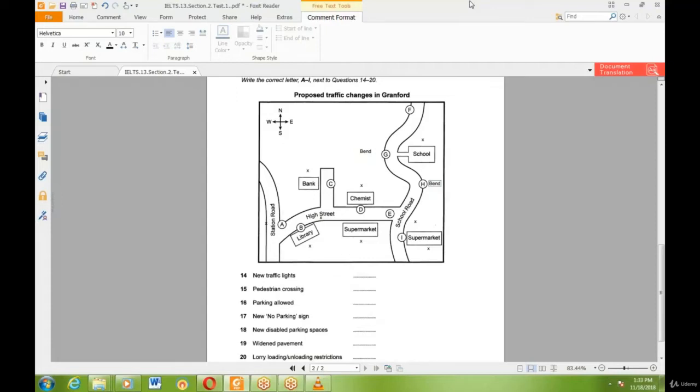Now listen and answer questions 14 to 20. Okay, so this slide shows a map of the central area of Cranford with the High Street in the middle and School Road on the right.